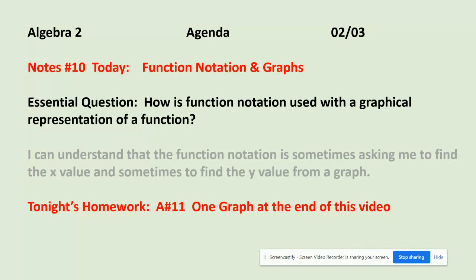At the end of the video, you should be able to understand that the function notation is sometimes asking you to find the x value, and sometimes the function notation is asking for you to find the y value from a graph. You do have homework tonight. Please complete it on a separate piece of paper. It will be assignment number 11, and it's one graph at the end of this video.